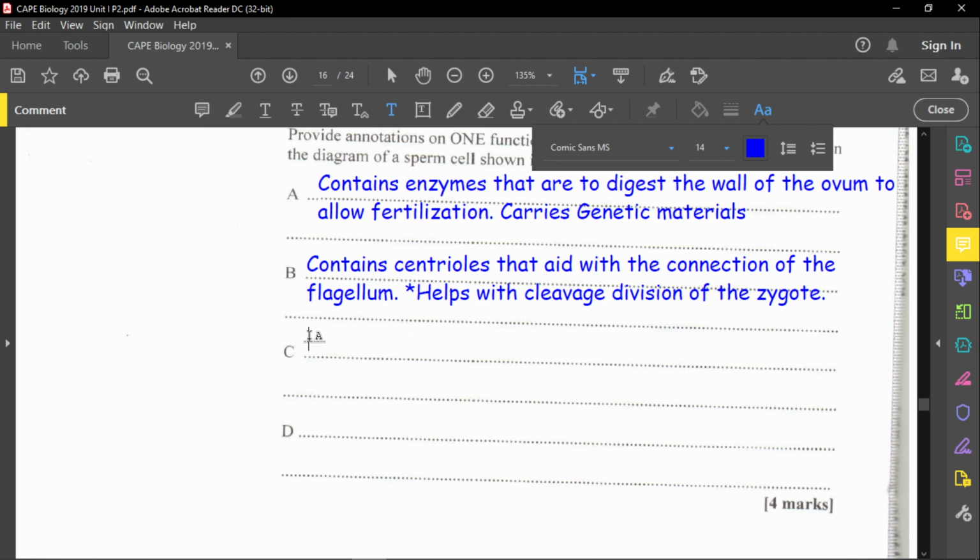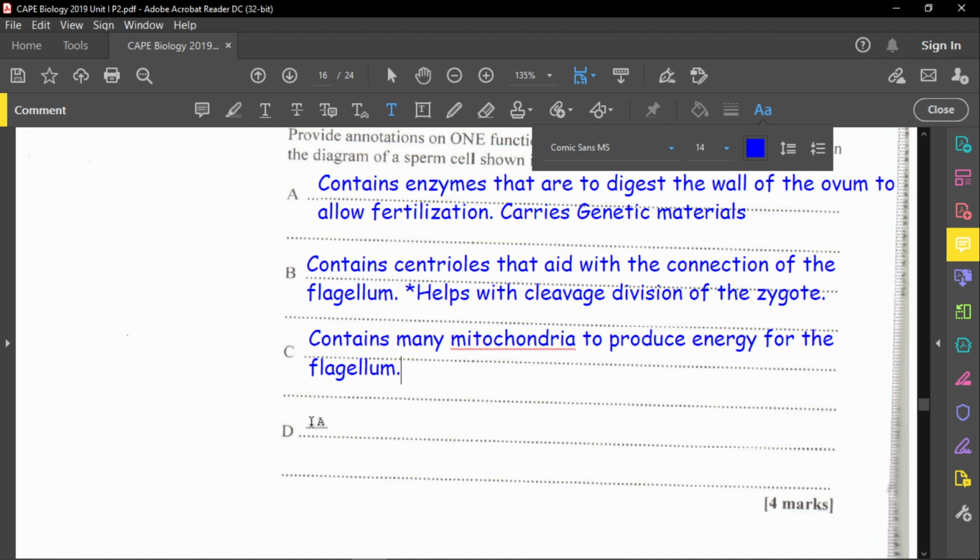Part C now, which is the midpiece. This one, I'm going to say, contains many mitochondria to produce energy. It's producing energy for the flagellum, because the flagellum will need all this energy for swimming. So it produces a lot of energy for the flagellum.